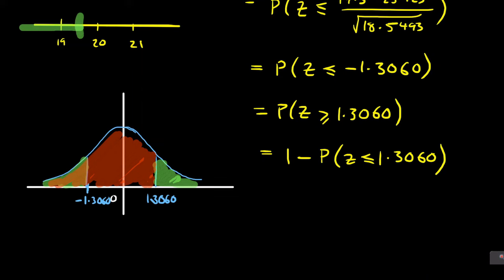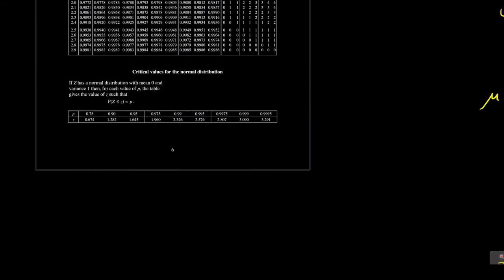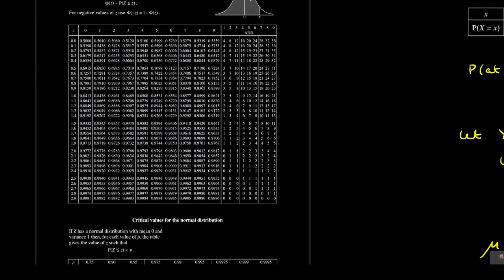So we want to find 1.306, beg your pardon. So let's try to find that table of data. Where is that? 1.306. So let's go down.